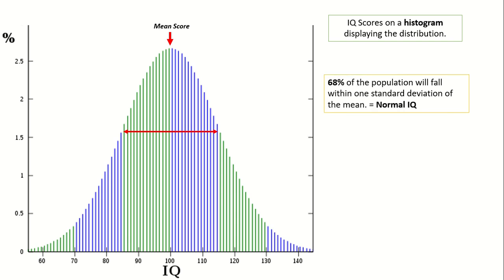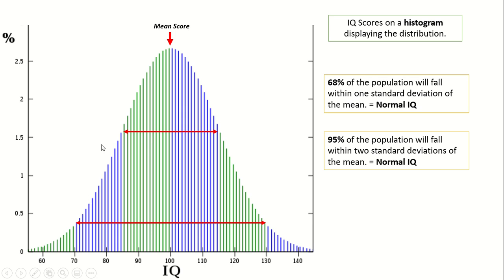Well, anybody who falls within 68% of the population, so anybody who falls within 1 standard deviation of the mean score, so they range from around 85 to 115 on their IQ scores, are completely normal because they are clustered around that mean score, the average IQ score of 100. So they're completely normal individuals. The same applies to the people who fall within 2 standard deviations from that central mean score. So 95% of our population are completely normal.